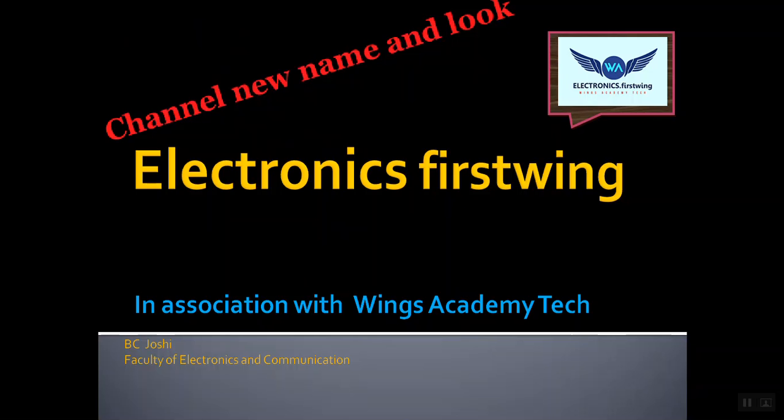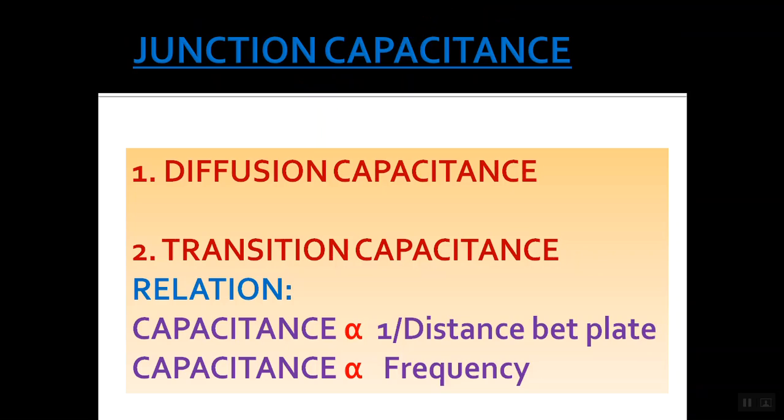So that behavior in a diode is called capacitance. The diode also offers capacitance, and these are of two types. Let us understand. One is diffusion capacitance, second one is transition capacitance. And what is diffusion capacitance? As you know, with this slide we will understand what is diffusion and what is transition capacitance.